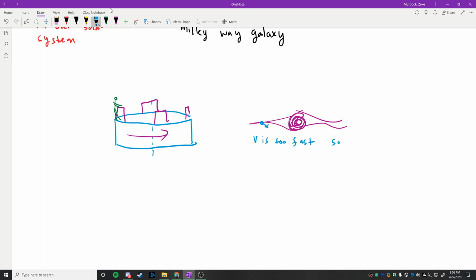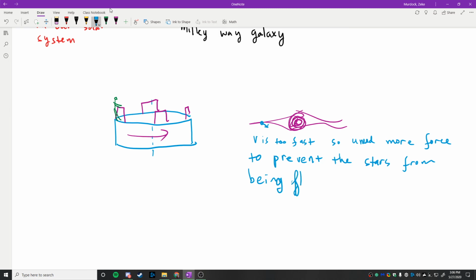So you need basically a bigger force, right? You need more force to prevent it from escaping the galaxy. Does that make sense? The velocity is too fast, so you need more force to prevent the stars from being flung out of the galaxy.